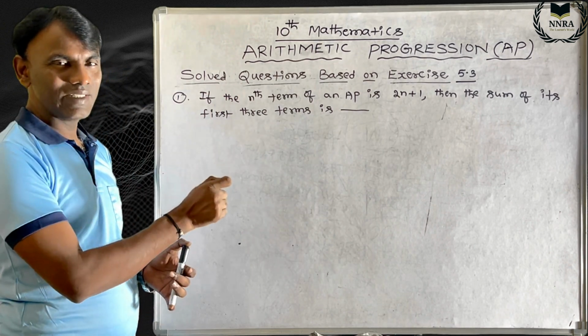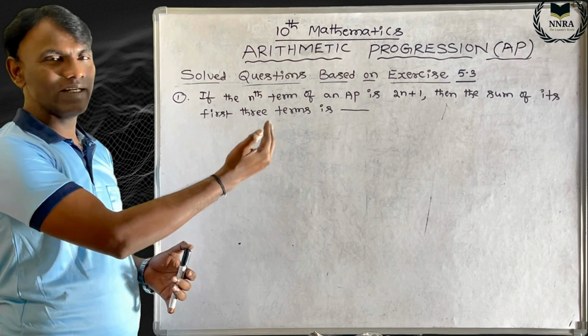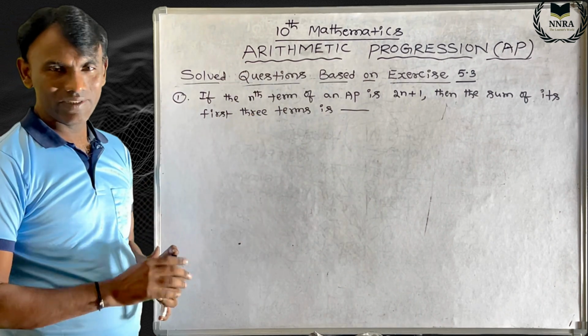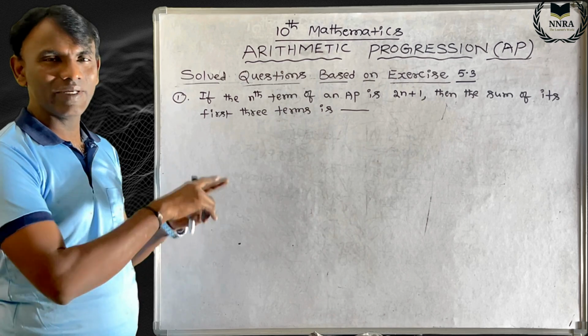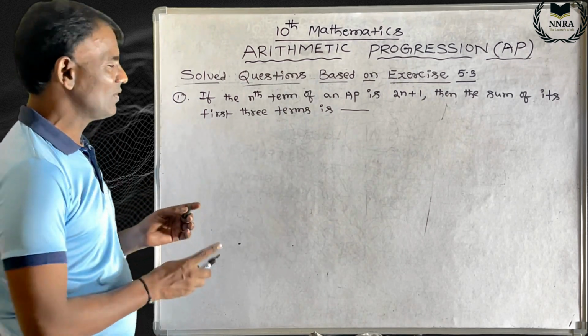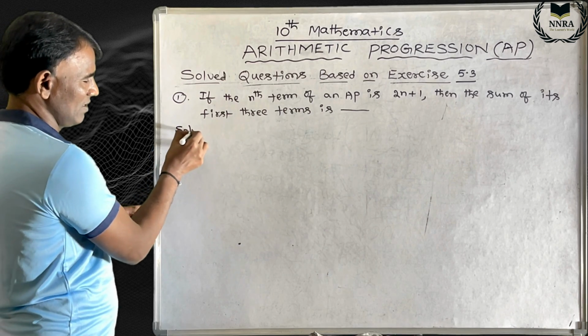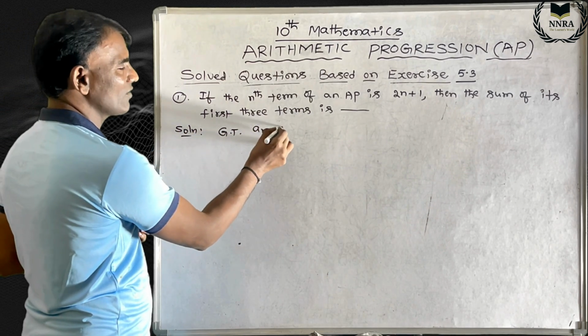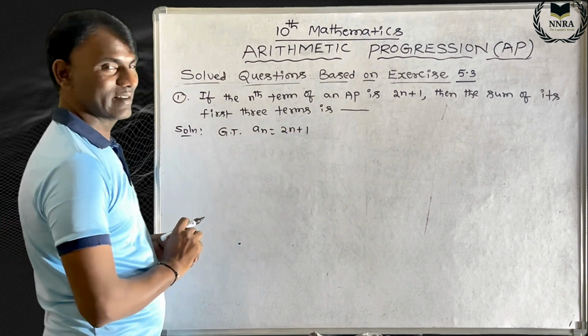By using that, we find the first three terms, a1, a2, a3. N equal to 1, we get a1. N equal to 2, we get a2. N equal to 3, we get a3. And by adding all those three terms, we get the required value. Clear? So, how to write this? First we write the nth term. That is given, an equal to 2n plus 1.